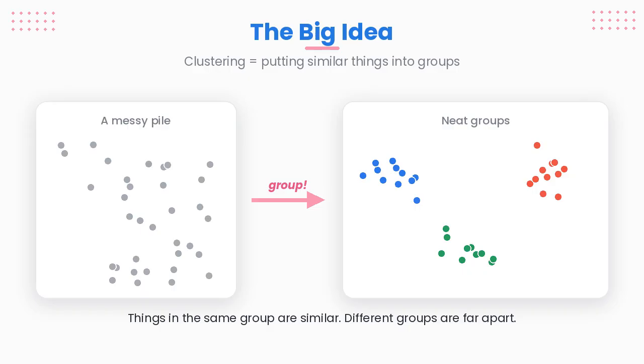So what's the big idea? Clustering simply means putting similar things into groups. Picture a messy pile of data. Clustering tidies it up into neat groups. Points inside the same group are similar to one another, while different groups sit far apart.